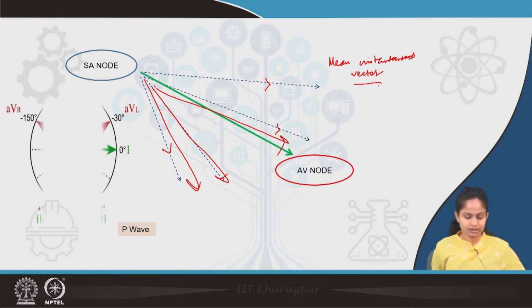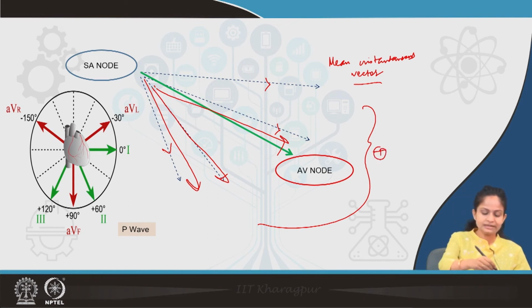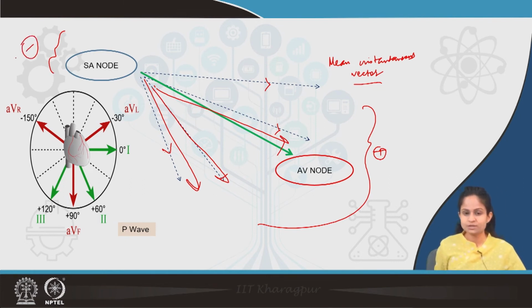Now, if we put this on the reference of the hexaxial system, whichever leads are present in this direction will give the positive deflection. Whichever lead is present in the opposite direction will give the negative deflection. That means, when the wave of depolarization is moving towards your recording electrode, it will give a positive deflection, and when the wave of depolarization is moving away from your recording electrode, it will give a negative deflection. Now, the deflection depends on the angle of the lead situation.